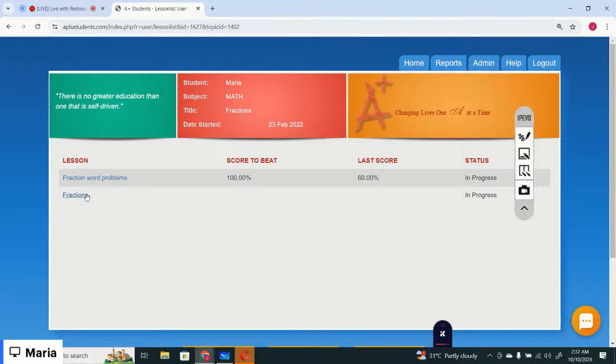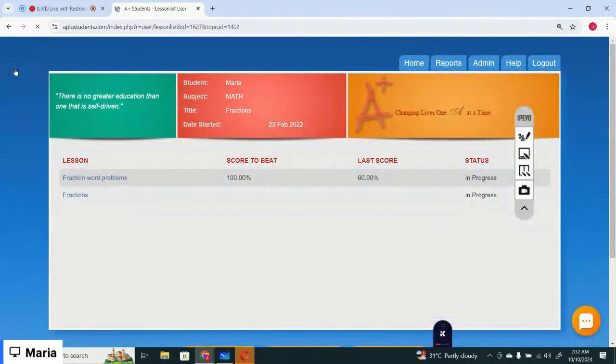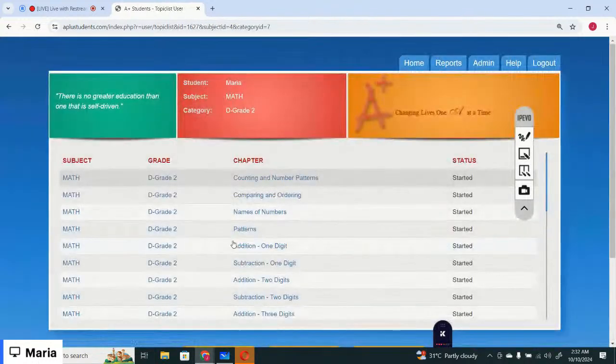And the next lesson is fractions. Let's see. Okay, you can find this lesson in grade 3, right? Okay, so what can we do now? You can ask questions if you have any now. We still have 10 minutes.